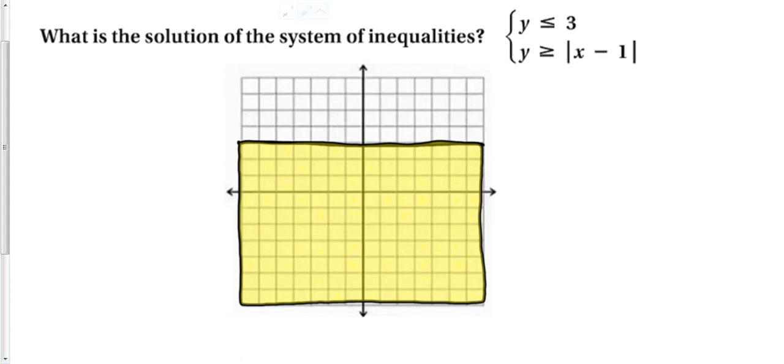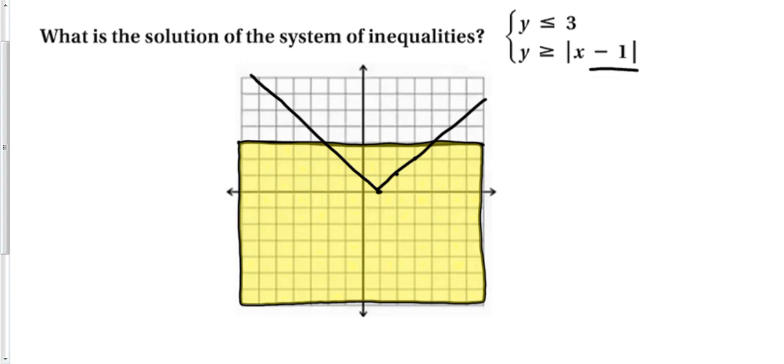It's an absolute value, so I know it's going to look like a V. This tells me that my vertex is at positive 1, 0, so I put a dot. This tells me that the slope of the right-hand side is going to be 1. It's a solid line because it's greater than or equal to. And then in order to complete my V, the slope of the left-hand line is the opposite, so my slope over here is going to be negative 1.